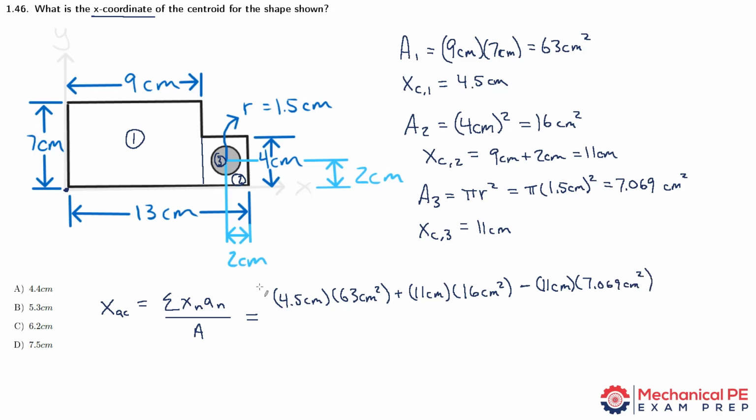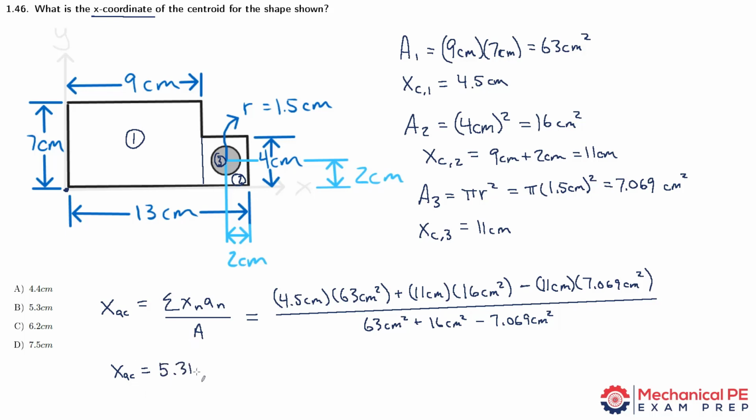And now the total area, which we want to divide by, also have to remember to subtract here. So it's going to be 63 centimeters squared plus 16 centimeters squared minus 7.069 centimeters squared, because that circle is a hole and it does not contribute to the total area of the shape. It's the absence of area. And if we crunch all those numbers in the calculator, we'll get the location of the centroid on the x-axis is approximately 5.31 centimeters, and the best answer choice is B.